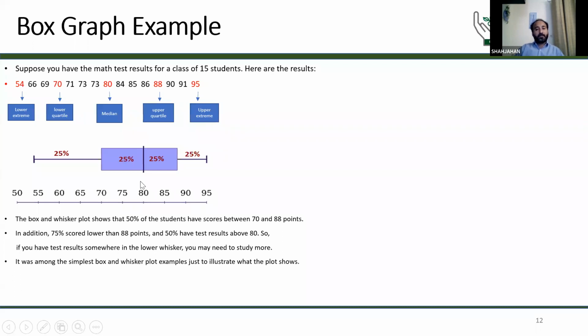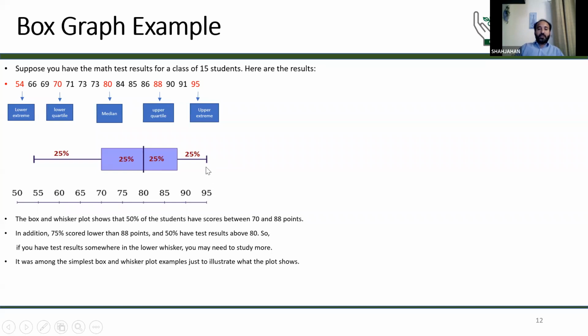Then we will make the box graph. Now you can see here the box graph. And for this one we make a normal scale from 50 to 95. This is the scale. Now we will make this box plot. You can see what our upper extreme was. Upper extreme is here, 95. So this line is 95. It means the one student who got the highest number got 95.